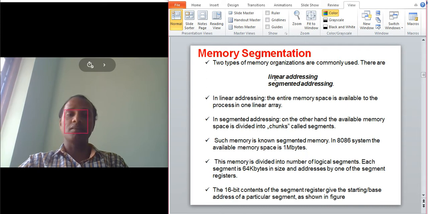In the memory segmentation of 8086, we take the code segment, data segment, extra segment and stack segment. Each segment takes 64 kilobytes of memory. So in total, 4 into 64, that is 256 kilobytes of memory, is taken by these segments, and the rest of the memory is taken by other segments. This is the segmented memory used in the 8086 microprocessor.